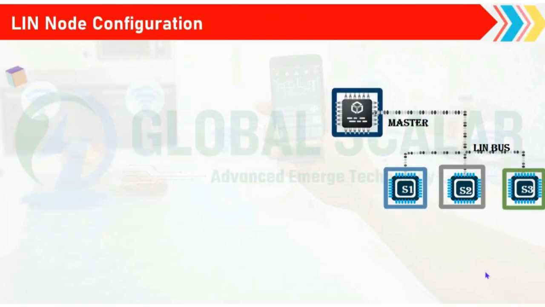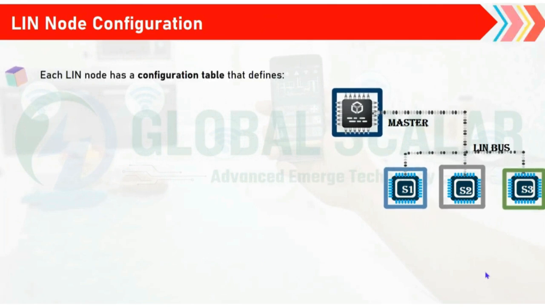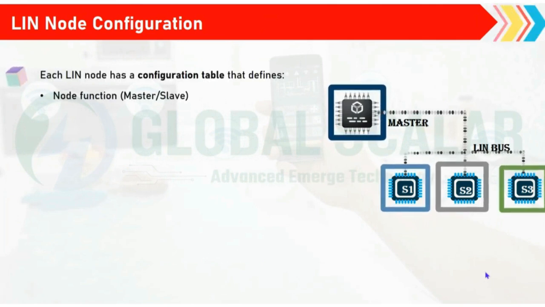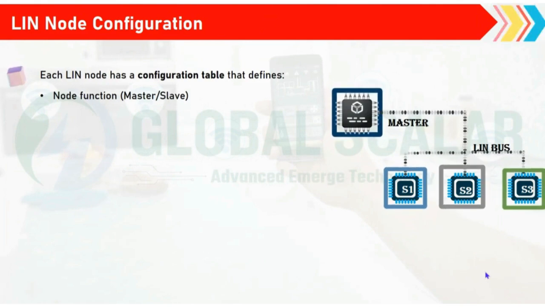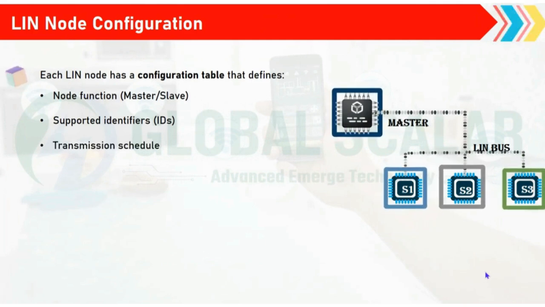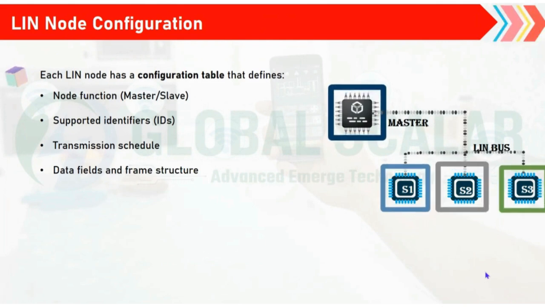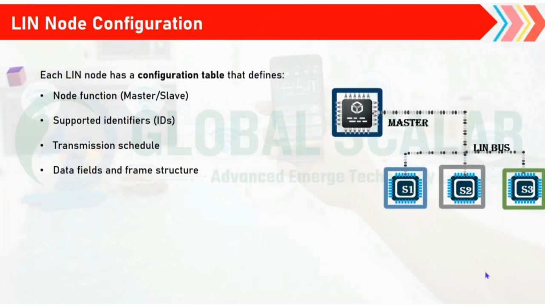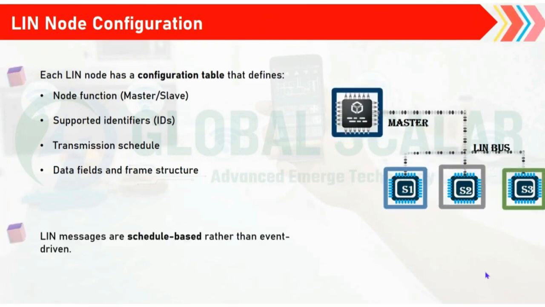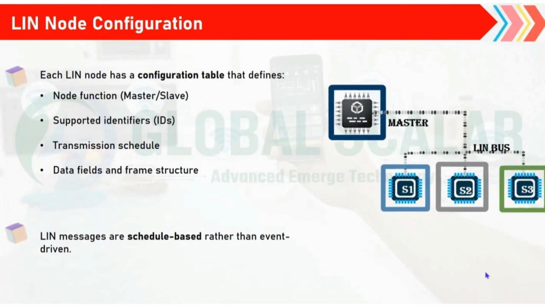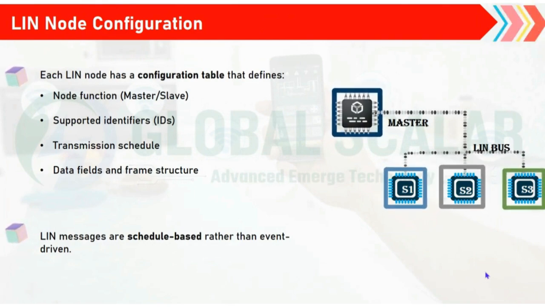And how can the LIN node be configured? Each LIN node has a configuration: the node function, master or slave, the identifier it supports, the transmission schedule, and the data field and frame needed to transfer the data. Based upon that, the data will be transferred from the master. LIN messages are schedule based rather than event driven, so whatever we schedule, the data can be transferred. How we are going to schedule, we can understand in detail going forward.